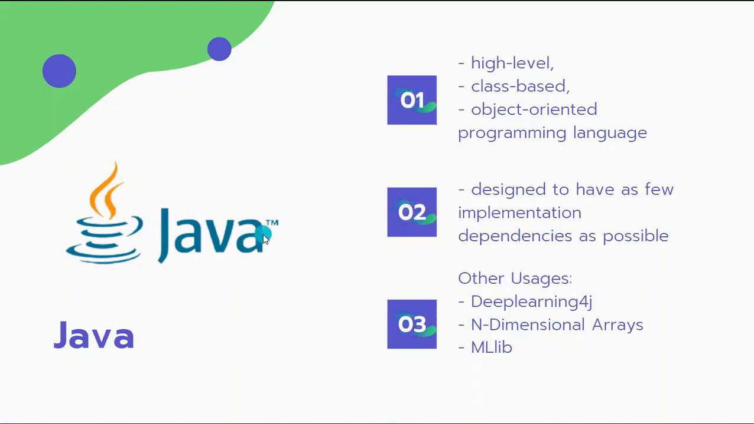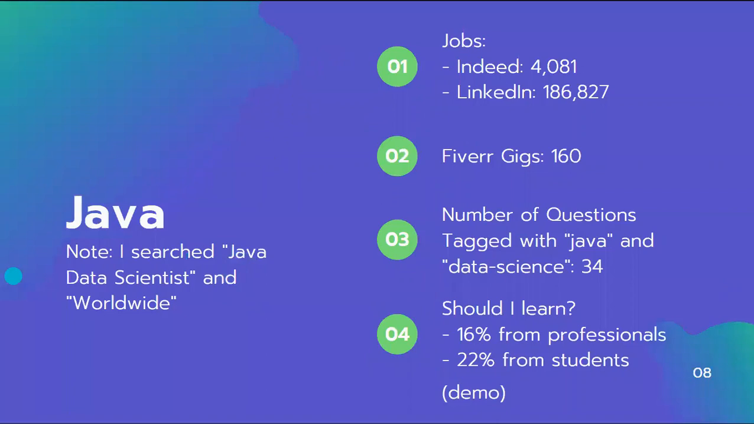Now, as for the metrics, on Indeed, there are 4,081 jobs, and on LinkedIn, there are 186,827 jobs. On Fiverr, there are 160 gigs. On Stack Overflow, there are 34 questions with the tags Java and data science. From the Kaggle survey, 16% of professionals and 22% of students said they recommend learning Java.